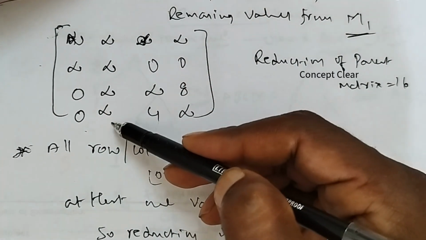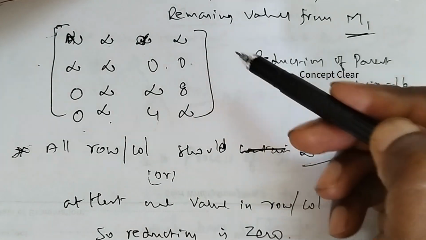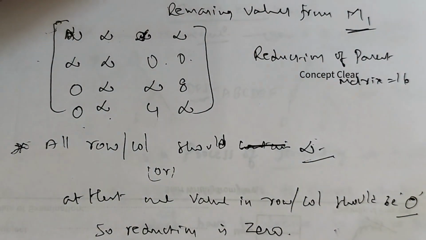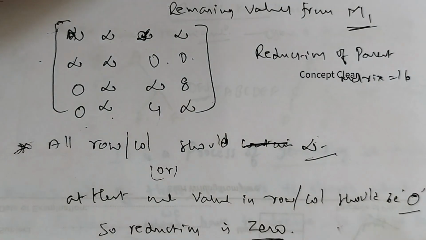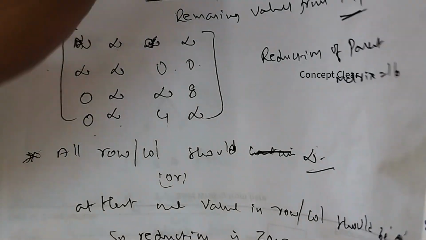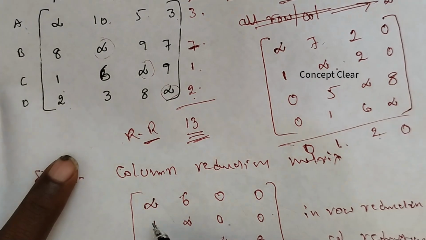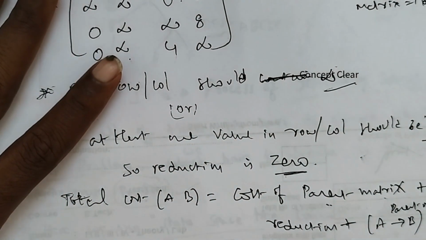Here the entire row and column is infinity, so no need for reduction. Here also 0 is available. Here also 0. So the total reduction is 0. So the reduction is 0 plus the A to B path value. The A to B path value in the parent matrix, not here. Okay, in the parent matrix, the A to B path value is 6. So here we are taking A to B as 6.